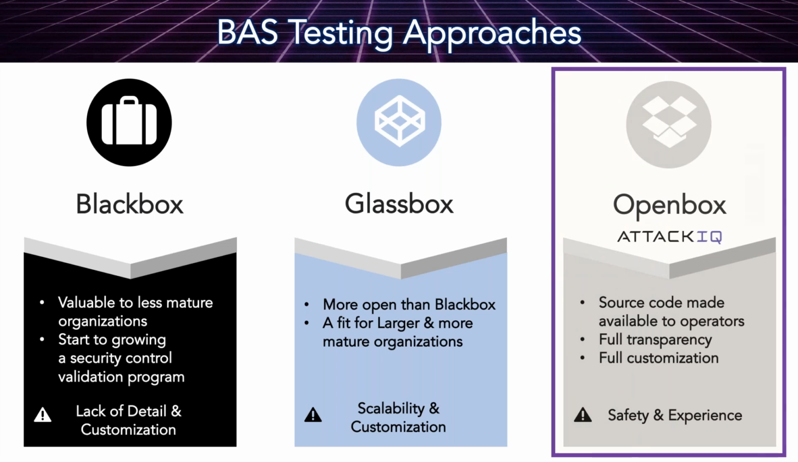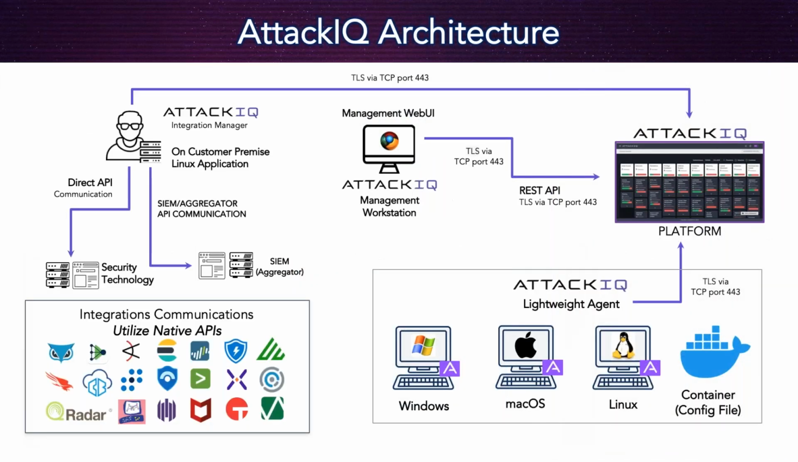So next we'll cover the AttackIQ architecture. This diagram shows the deployment architecture, which consists of the AttackIQ management platform, assets, which are also known as test points, and the integration manager. The platform can be reached using a web browser over TLS 443. All product functionality can also be accessed via API for advanced users. So if there are people in your environment that wish to do things programmatically, they can definitely do that.